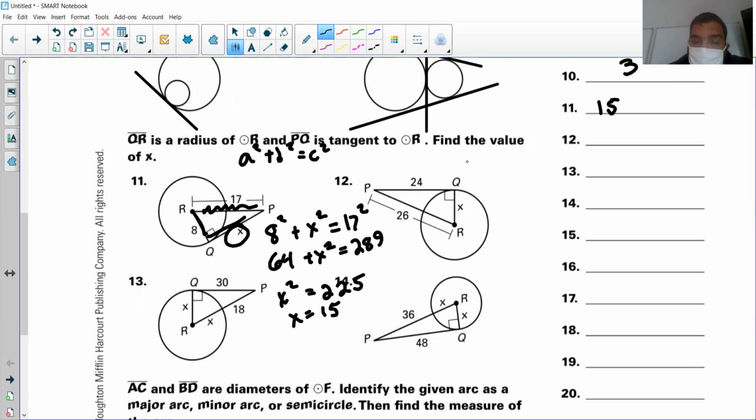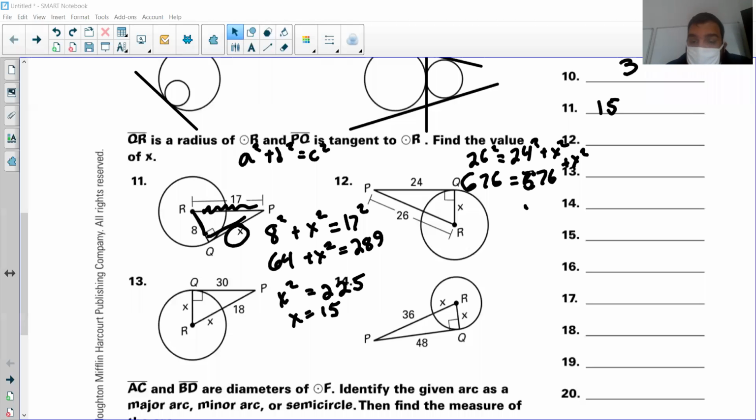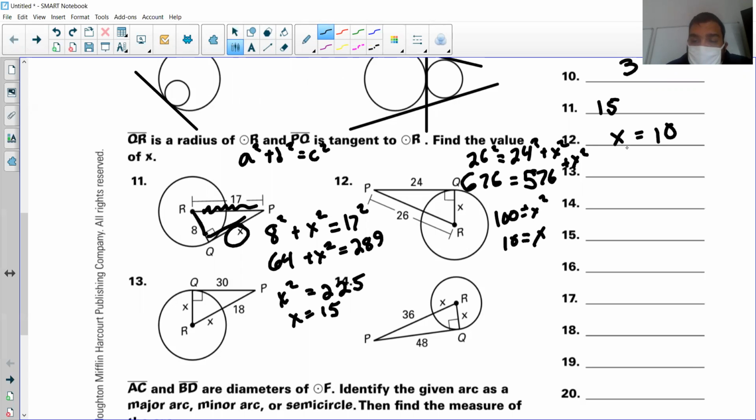Next one, same concept. 26 squared is going to equal 24 squared plus x squared. 26 squared is 676. 24 squared is 576. Subtract both sides. That'd be 100 equals x squared, square root both sides, 10 equals x. That is 10 equals 10.